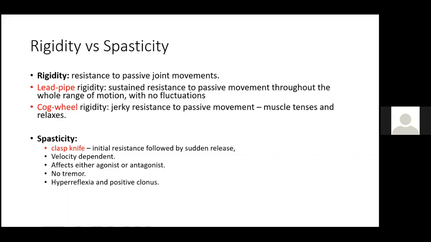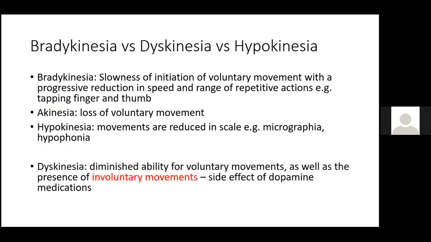And it's usually you get hyperreflexia, positive clonus, which is again upper motor neuron lesion, and you can get that in stroke patients. Now, final one is the difference between bradykinesia, dyskinesia, and hypokinesia. So bradykinesia is slowness of initiation of voluntary movements, with a progressive reduction in speed. Example, when you're repeating an action like tapping your finger or thumb, they eventually get slowness. And this is what we get in Parkinson's disease.